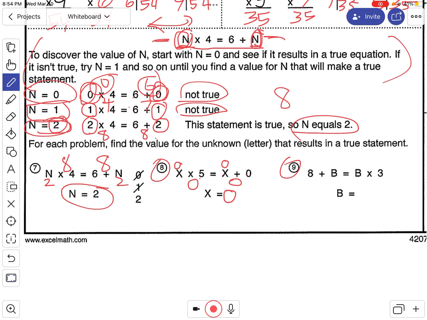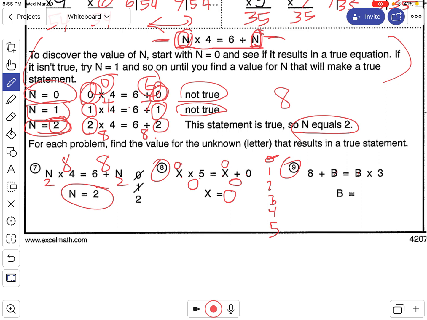So we're going to work our way through. I'm going to put some numbers over here. 0, 1, 2, 3, 4, 5, and so on until we find the number. So let's plug 0 in. If I put a 0 in for B, 8 plus 0 is equal to 8. If I put a 0 in for that B, 0 times 3 is 0. So 8 equals 0? Nope, that's not going to work.